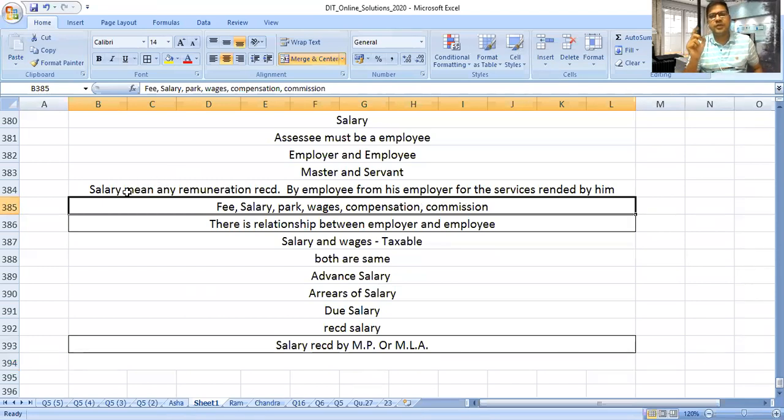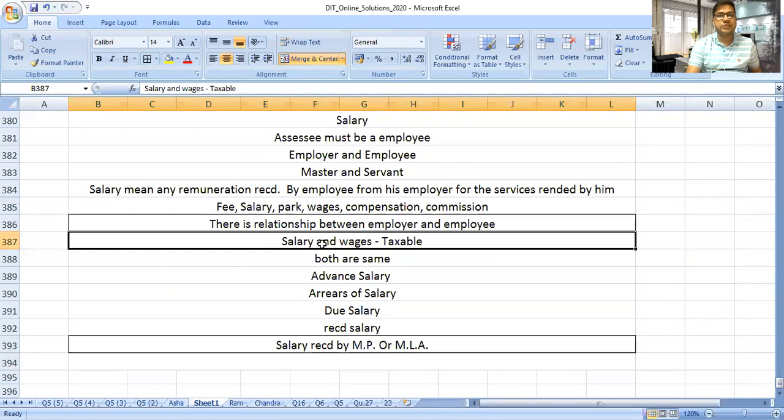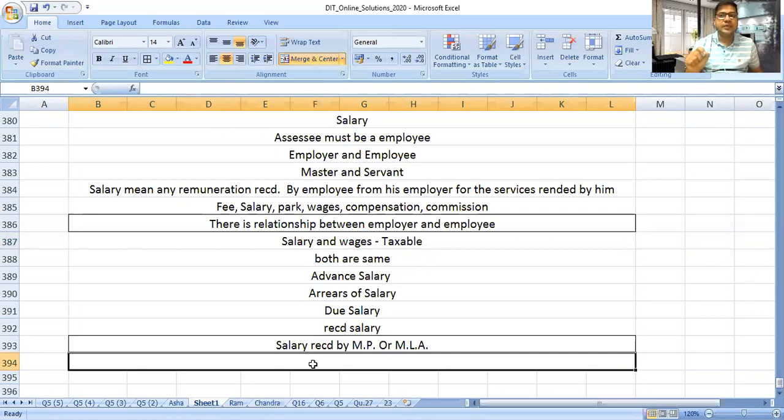Sometimes they say that we are providing fees to the employee, we are providing wages to the employee, we are providing annuity to the employee. Any name you can call, but it is considered as a salary. There is a relationship between the employer and employee, and there is no difference between salary and wages. Both are taxable. Advance salary is taxable, arrears of salary also taxable, due salary, received salary also taxable. Salary received by an employee from his past employer, future employer, or present employer is always taxable.